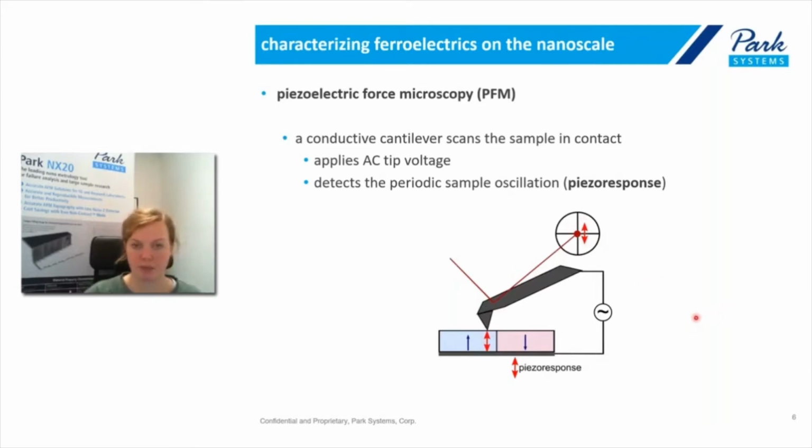The sample signals we get are, for one, the phase of this piezoresponse as compared to the excitation signal. The phase gives us information on the domain orientation. Then we also have the amplitude of the piezoresponse, which carries information on the position of domain walls. Whenever we reach a domain wall, the amplitude of the piezoresponse gets minimal.